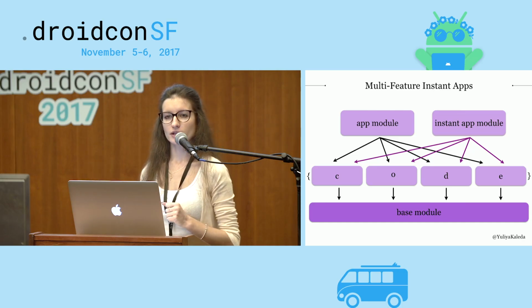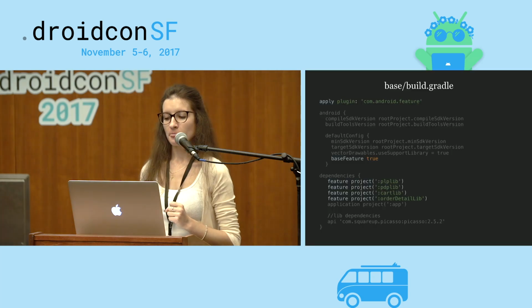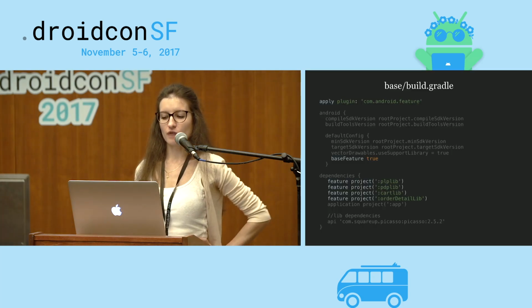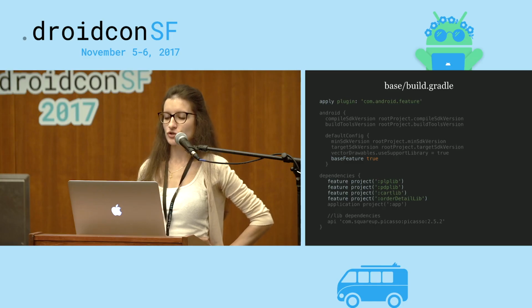And now let's look at the build.gradle files and basically the connections between the different modules and what we have to do in order to connect all of those components. So let's start with the build.gradle file of the base module. So the plugin is the same as in the single feature Instant App.